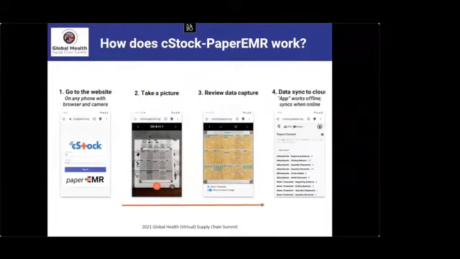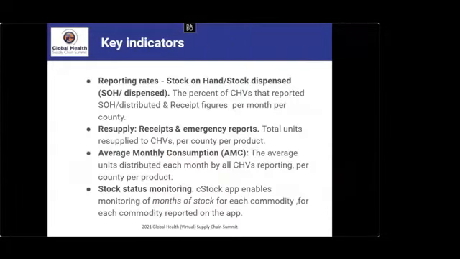So the CHV logs into their user account using their username and password. And the first pop-up is on the picture that scans the part of the report. And then they have the capacity to review the data that they've captured. And once done, they can sync it to the cloud so that the report is seen in the system. And this app also works offline, and therefore syncing can be done when the CHV comes back online.